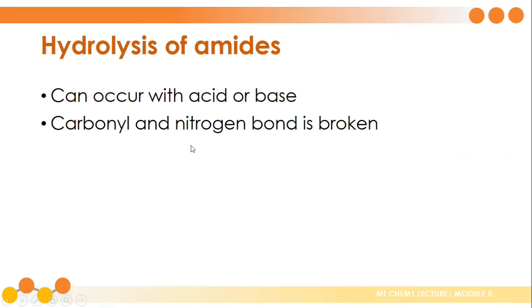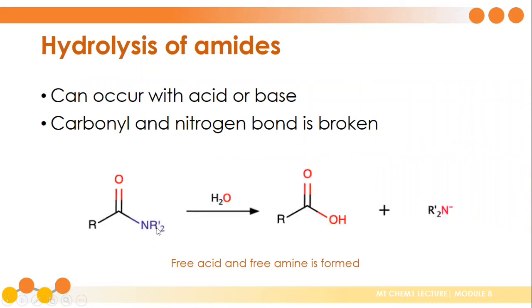In the hydrolysis of amides, the carbonyl and nitrogen bond is broken, resulting in a free acid and a free amine. Take a look at this one. Upon adding water to amides, we are producing carboxylic acids and a free amine. So this is the amine that we're looking for, and this is our carboxylic acid, which is COOH.